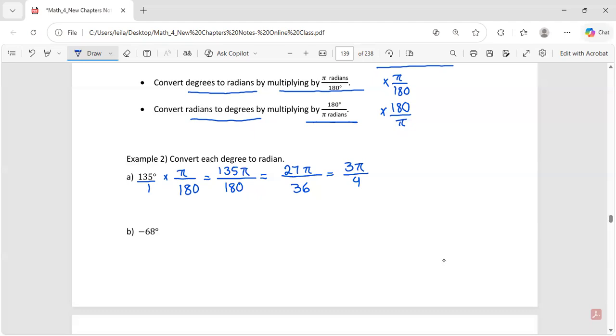Next part, negative 68 degrees. Again, we have a degree. We want to convert it to radian, so multiply by pi over 180. Multiply across, so keep the negative. We have negative 68 pi over 180. Start simplifying 68 and 180. I know that we can divide both by 2.